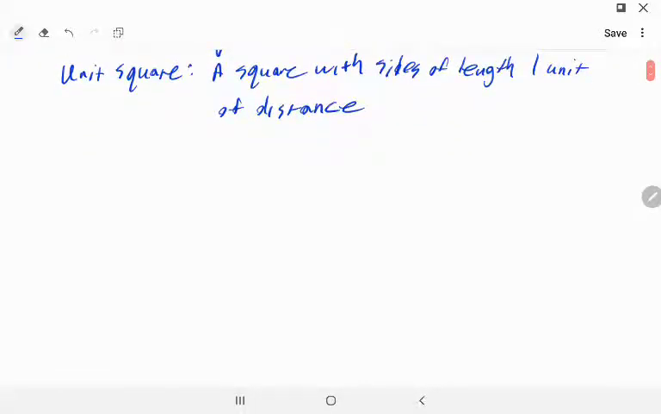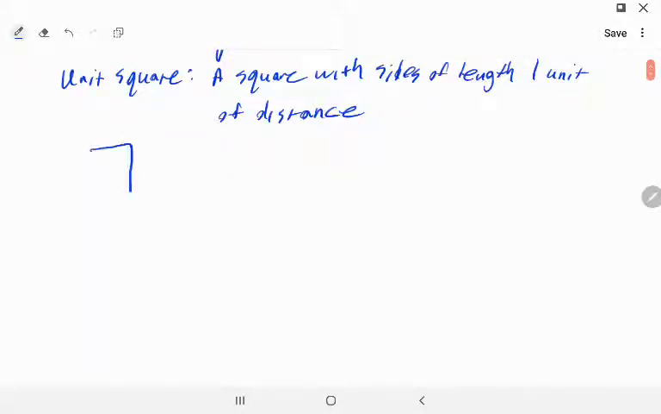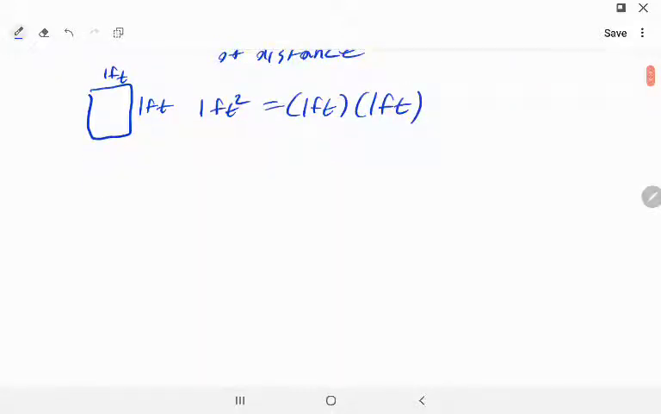And so we notice that the size of a unit square depends on what measurement system we're using. So if we had a square that was 1 foot by 1 foot, that would be 1 square foot, because we're just looking at that as 1 foot times 1 foot. If it was a meter by a meter, we would wind up having 1 square meter.